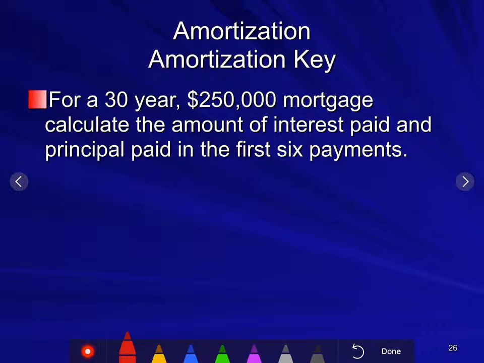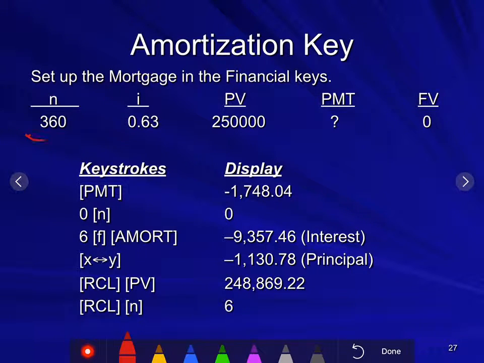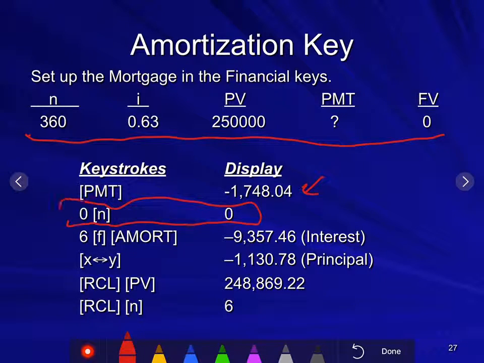So here's an example. Back to our 30-year, $250,000 mortgage, let's calculate the interest paid and principal paid in the first 6 payments. Effectively what we just did, kind of brute force, let's do it using the amortization keys. So first you put your mortgage in your calculator. Calculate your payment, you're going to see your 1748.04. Set N to 0. Again, not required. If you forget to do that, you'll get the correct answer. You'll just be a little bit lost as to where you are in the mortgage.